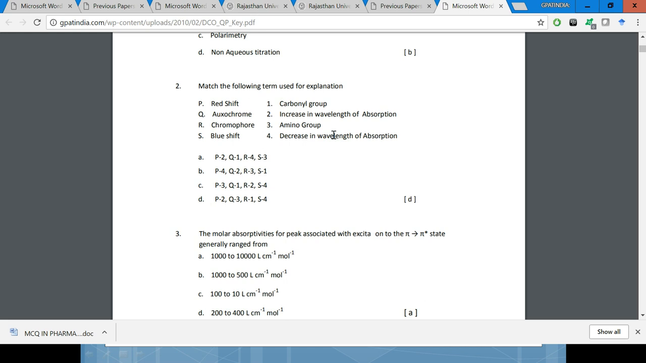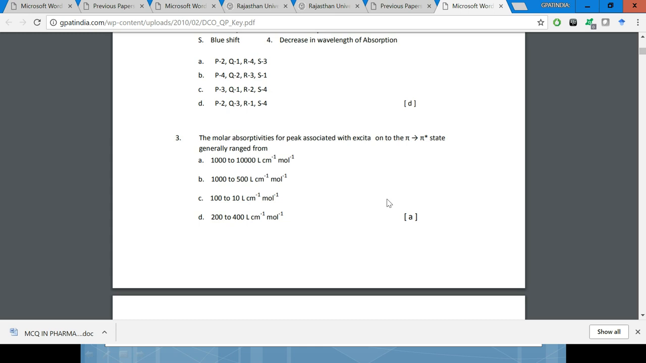Oxochrome, as I said, hydroxy group and amino group are common oxochromes because they change the absorption. If you add an amino group, for example, it will change the intensity of absorption and wavelength. Chromophores are very common, like the C double bond O group, because they have pi electrons and these are responsible for absorption. And blueshift is the fourth one, decrease in wavelength. So answer D is absolutely correct.